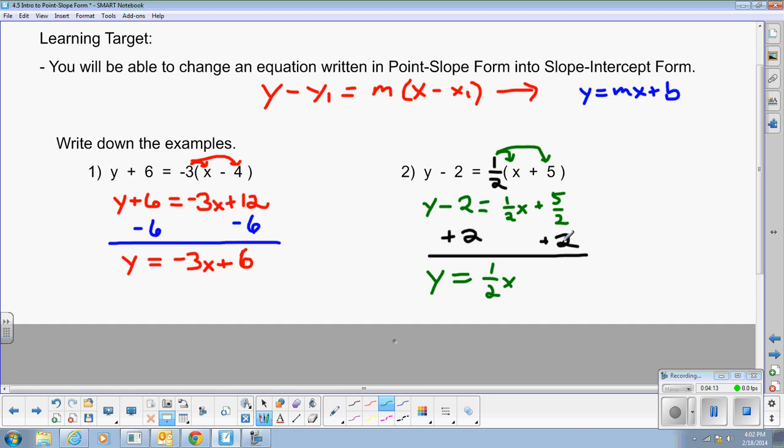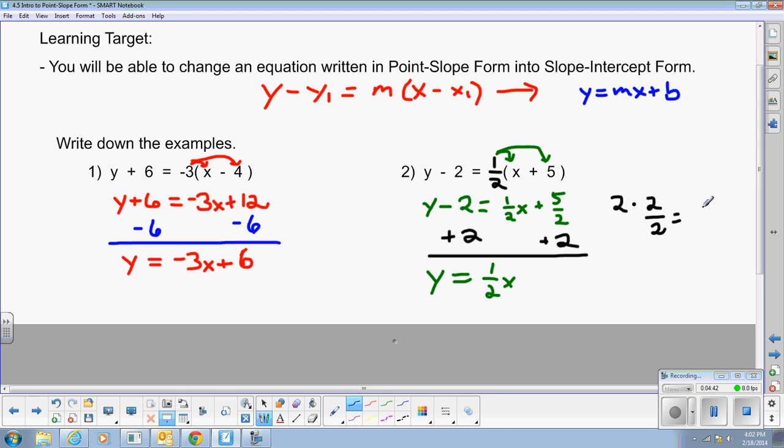If I want to convert 2 into a fraction, I'm going to have to take 2 times 2 over 2, because 2 over 2 equals 1. So where did I get the 2 over 2 from? My denominator is 2. I need to multiply this times 2 over 2. That will tell me how many halves I have to equal 2.